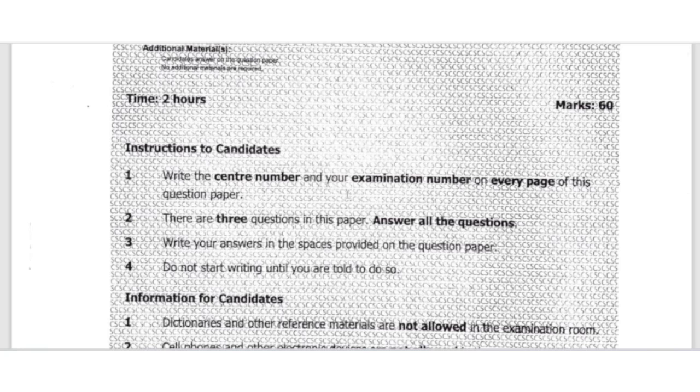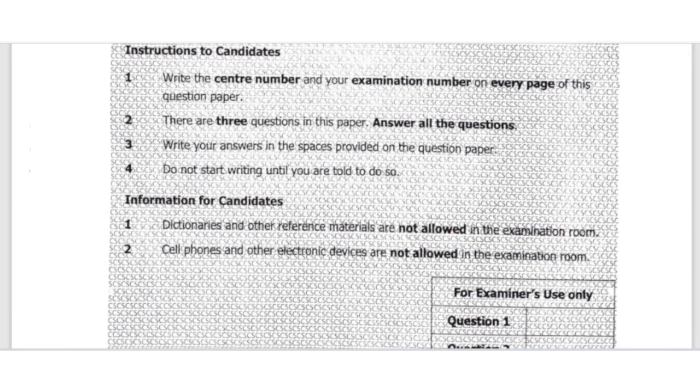I'm going to skip the instructions. I'm sure you're very confident with the instructions. As you can see, there are just a few instructions that you need to follow, or maybe let me just go through them very fast. The first instruction is you write your center number and your examination number on every page of the question paper. Number two, there are 3 questions in this paper. Answer all the questions. There is no question that you leave out. Number 3 is write your answers in the space provided on the question paper. Number 4 is do not start writing until you are told to do so.